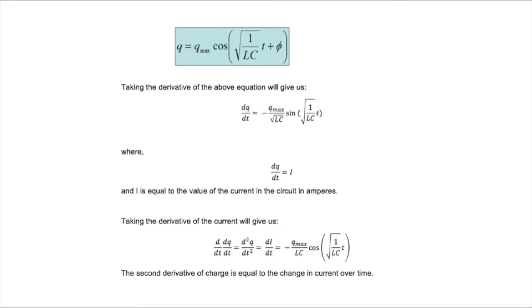The derivative of the current is equal to the second derivative of the charge with respect to time, and this is the di over dt that we were talking about that's associated with the voltage of the inductor. This value is equal to the negative Q max over the inductance times the capacitance times the cosine of the square root of 1 over the inductance times the capacitance times time.